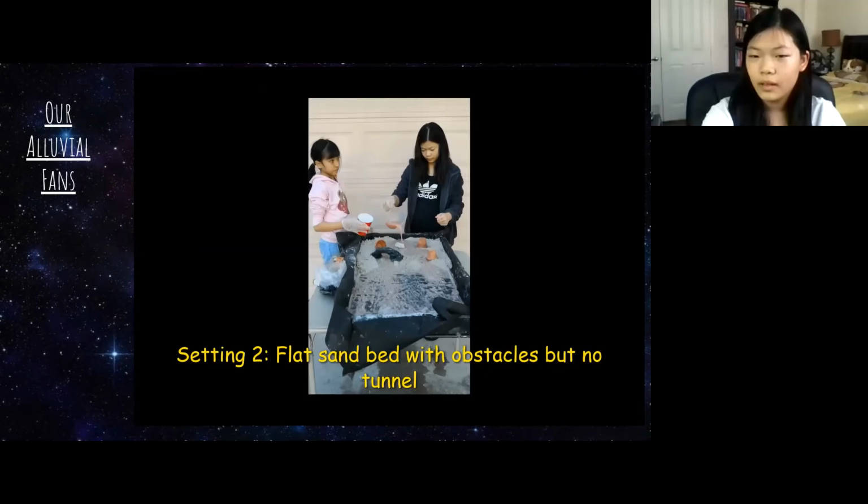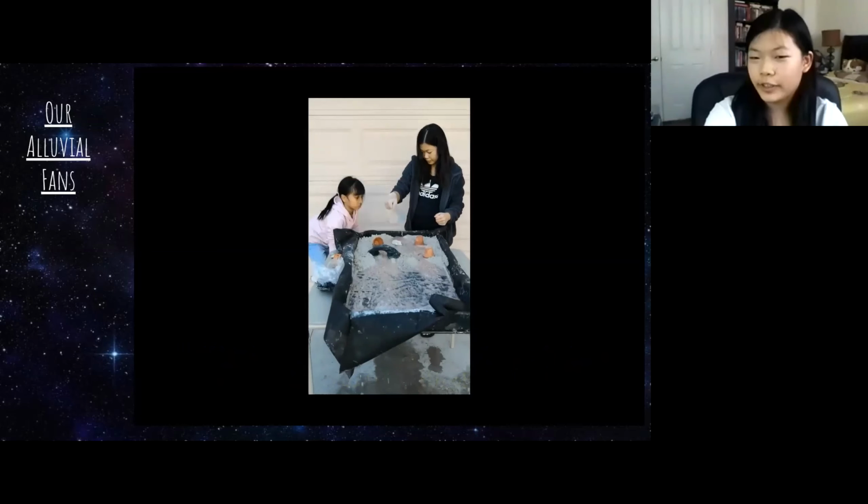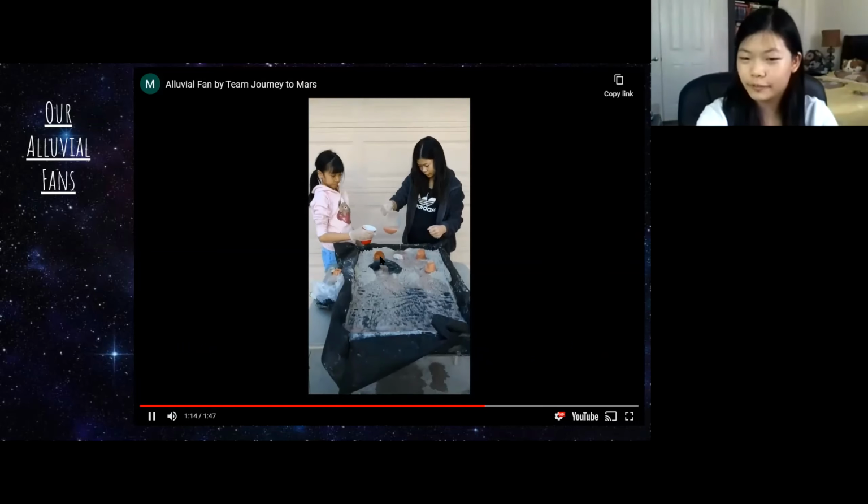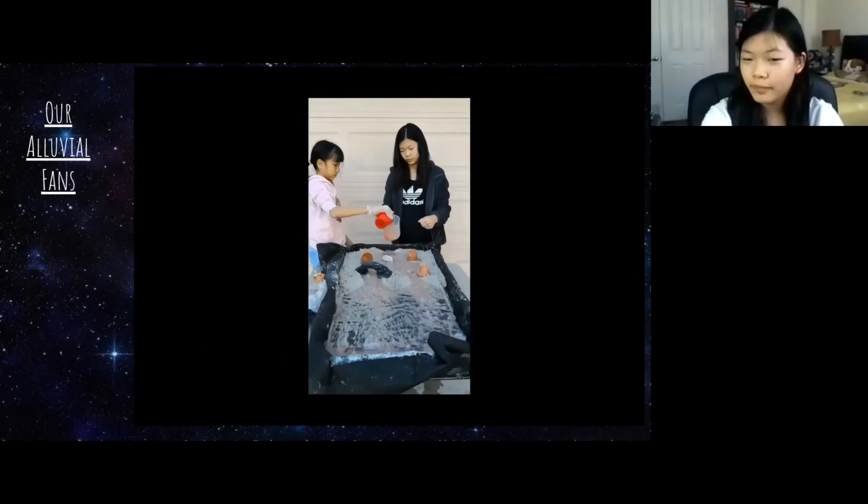So this one was the one without any tunnels. We just poured it straight onto the sand. As you can see, the 2 fans, you can very clearly see them this time.